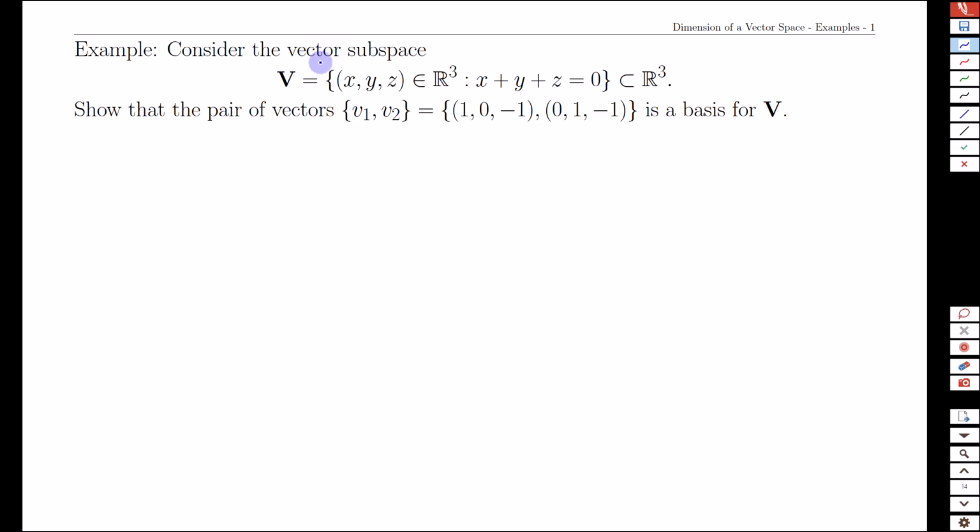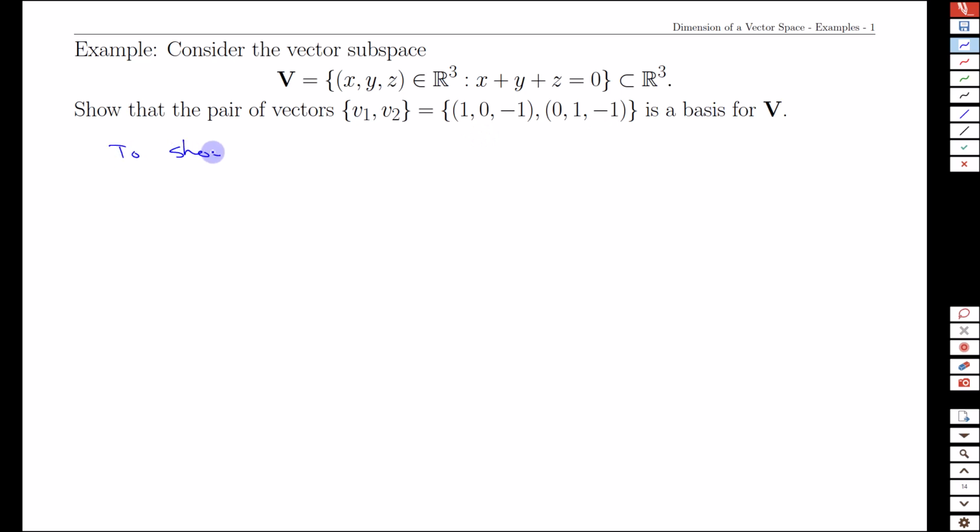In this example, we'll consider a vector subspace, which is a subset of R3 subject to a condition on the points. What we'd like to do is show that we have a basis, and then we're going to lead into what's the dimensionality of that subspace. But first, let's talk about the basis properties.